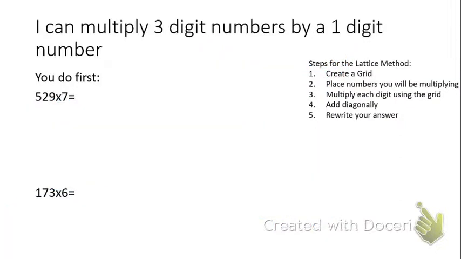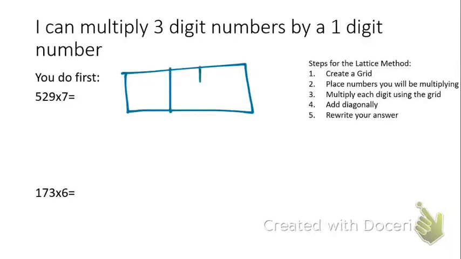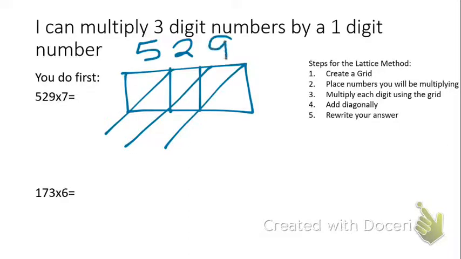Okay. Still the same thing. You're going to try this first, so go ahead and you are going to try to multiply 529 times 7. Pause the video if you haven't already. Okay, so you're going to create your grid, then we're going to put in our numbers. Oops. And then we're going to start multiplying.